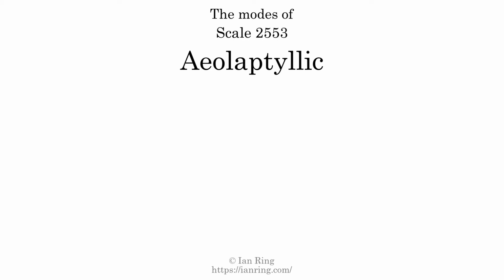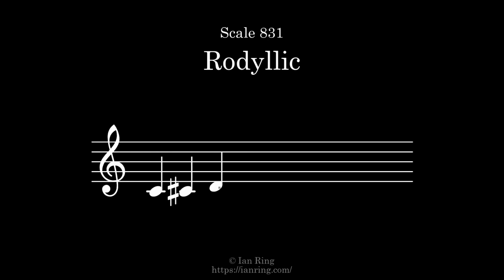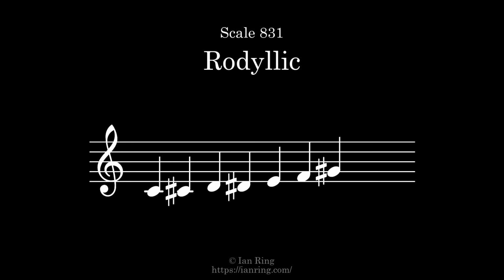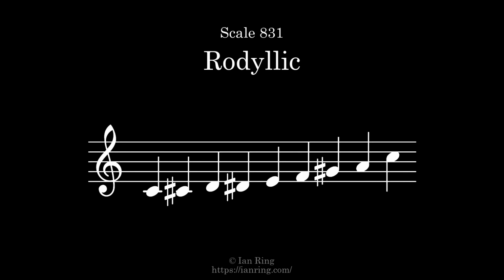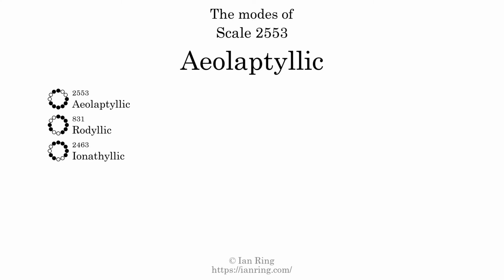This scale has 8 modes. The first mode is itself. The second mode is scale 831, also known as Aeolaptyllic. It sounds like this. The third mode is scale 2463, also known as Aeolaptyllic. It sounds like this.